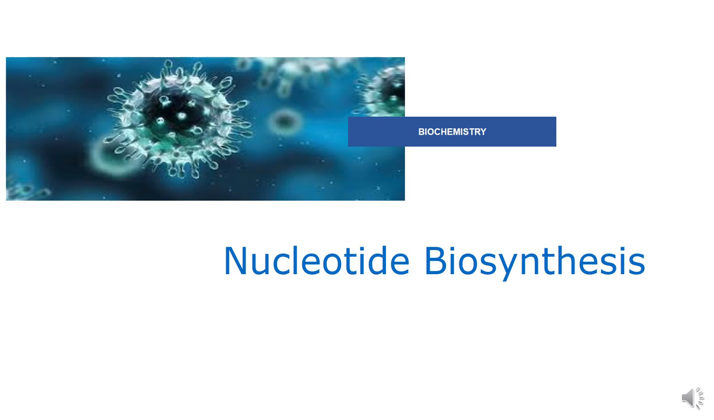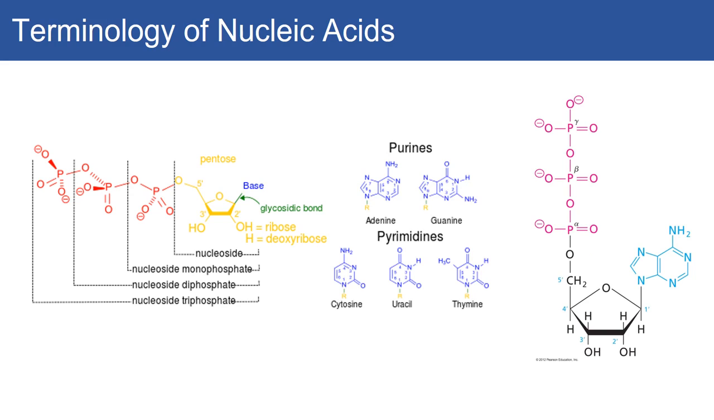Welcome to this biochemistry lecture on nucleotide biosynthesis. Just as a general review of nucleic acids, there are two types of nucleic acid. There are the purines and the pyrimidines, and you can see those in the center there in blue. The structure of a nucleic acid, some of the terms associated with it.